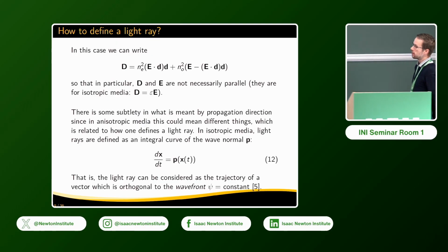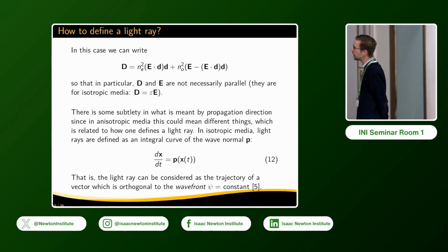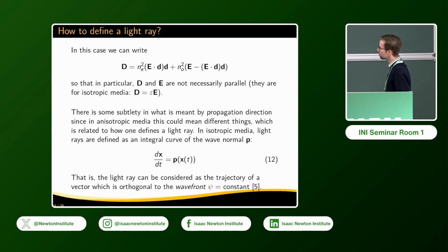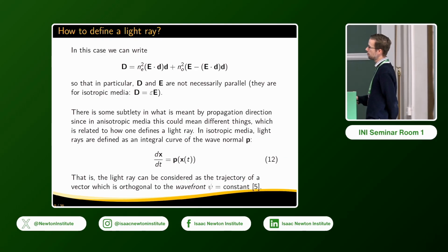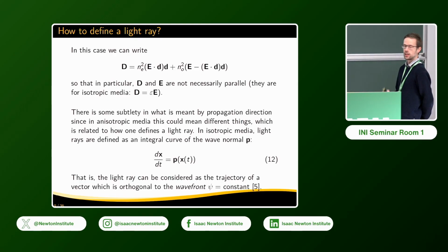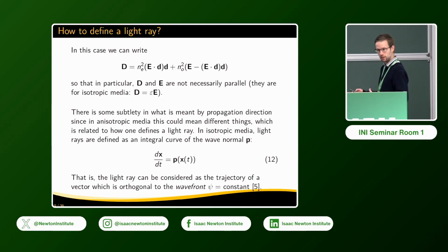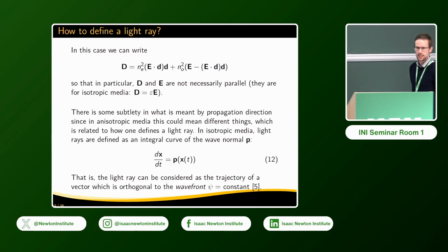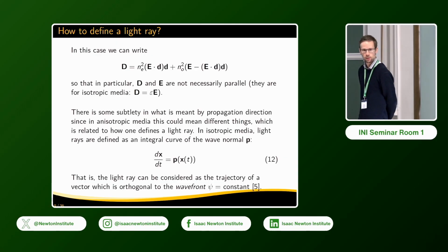But okay, so it's not necessarily clear. We have to be clear on how we define a light ray before we can even do optics. So let me spend a few minutes discussing what that actually means. Okay, so let's talk about simpler materials, isotropic materials. Then we can define light rays as integral curves of the wave normal p. So in particular, you can understand a light ray as the trajectory of a vector which is orthogonal to a particular wavefront. So this is a very classical definition. It can be found in the old book of Born and Wolf, very classical things.